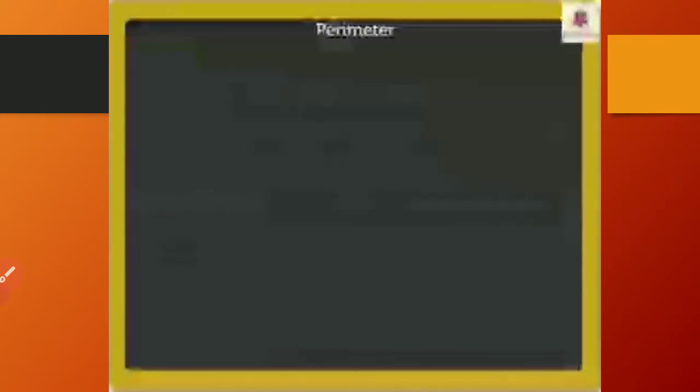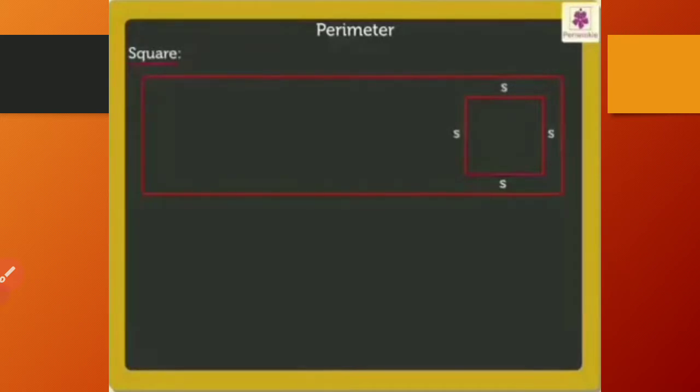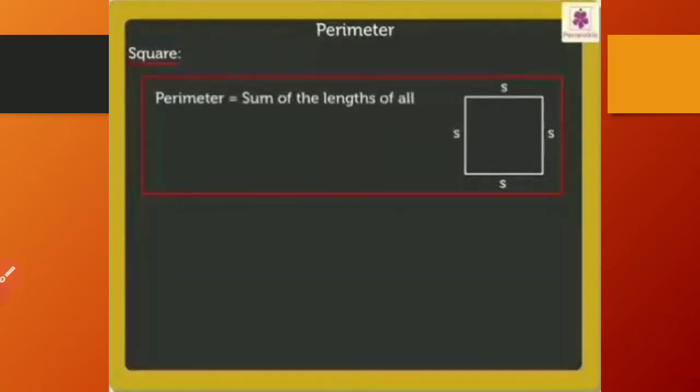Finally, let's look at the perimeter of a square. We know that the lengths of the four sides of a square are the same. Thus, the perimeter of a square can be calculated by adding all the four sides of a square. Thus, perimeter of a square is equal to S plus S plus S plus S, which is equal to 4 times the length of a side.